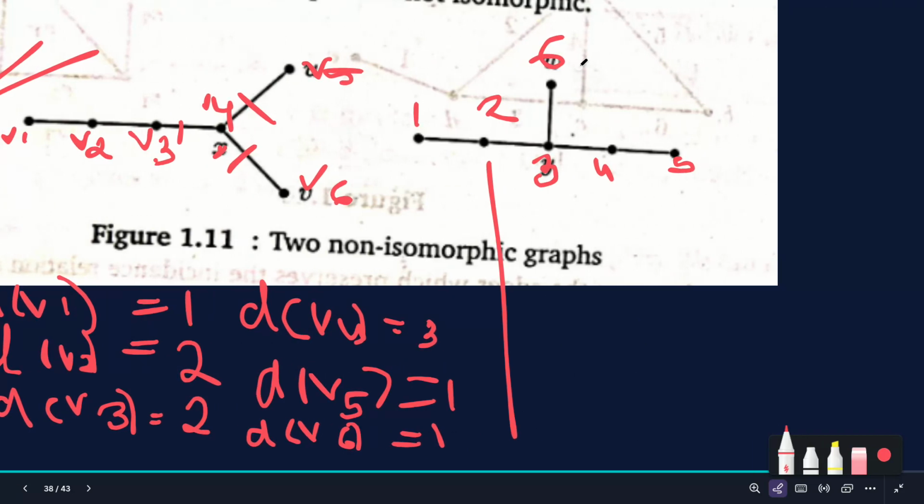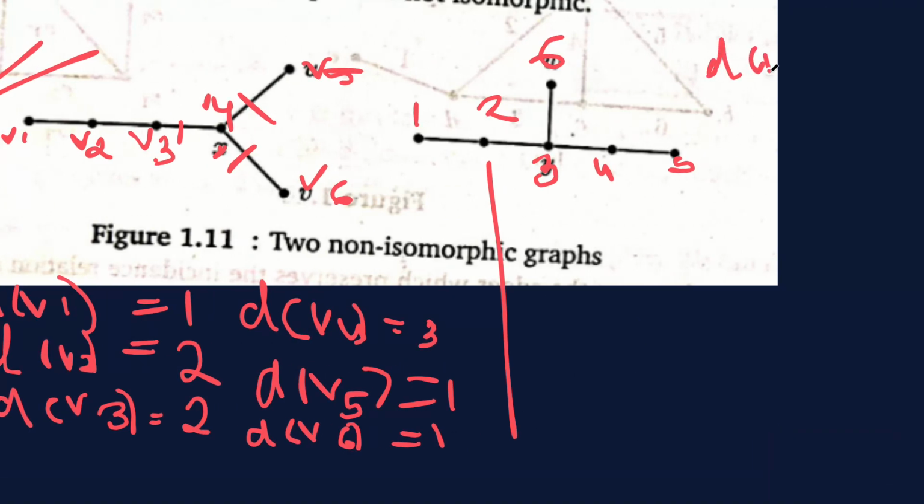Now if you find for this graph, degree for vertex 1 is what? 1. Now degree for vertex 2 is, if you consider this vertex it is 1, 2.